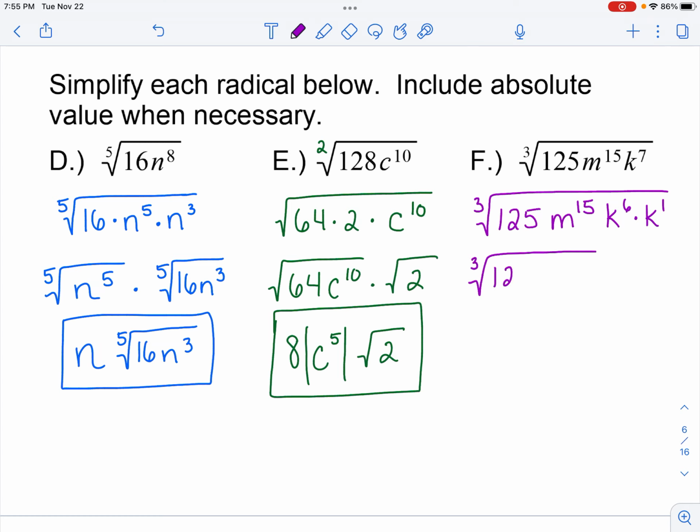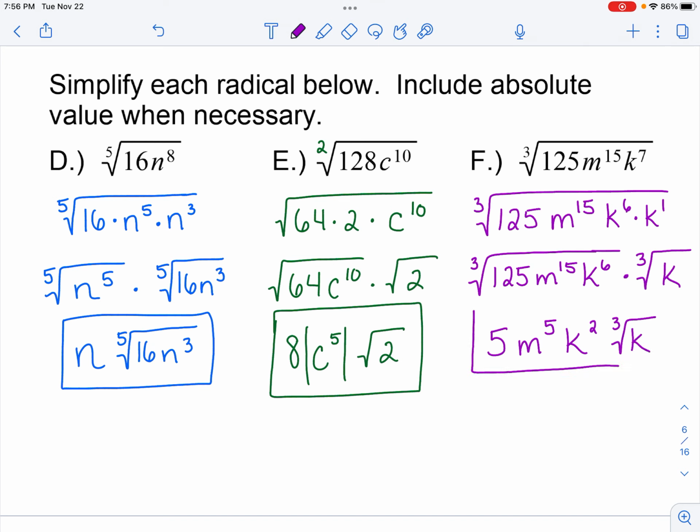Cube root of 125, the m to the 15th, and the k to the 6th all stay together, times the cube root of just plain old k to the 1st. Cube root of 125 is 5. Cube root of m to the 15th is m to the 5th. Cube root of k to the 6th is k squared. And then I have the cube root of k left over. And because this is a cube root problem, not an even index, I don't need to think about absolute value.